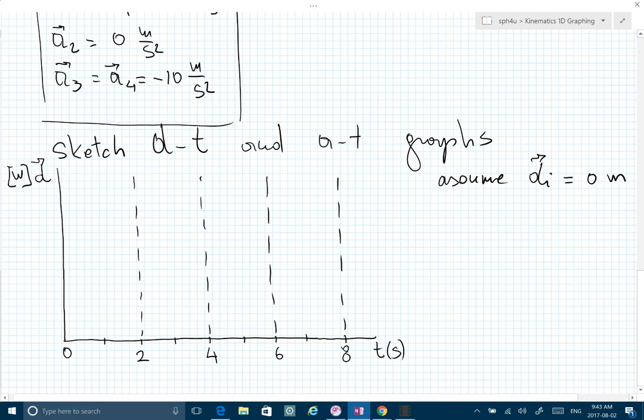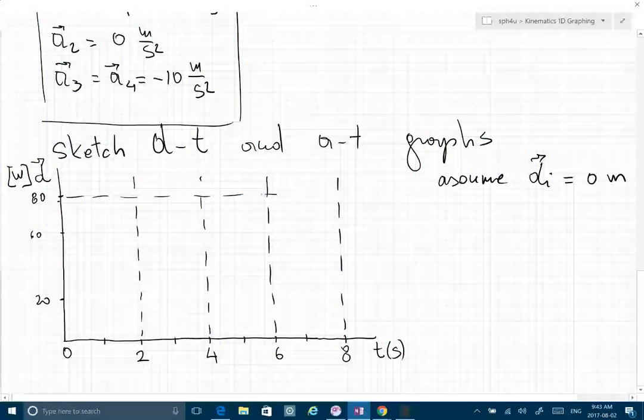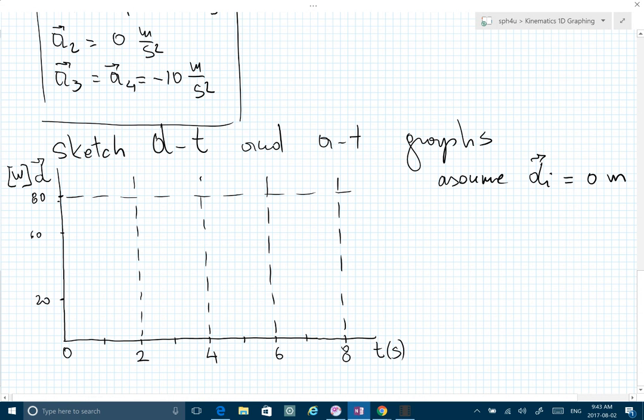So what happened in the first 2 seconds? Remember, the object was uniformly accelerating in the west direction. It traveled 20 meters, all right? So I put here 20, and then it traveled another 40, so 60, and then another 20, so 80, right? And then it went back. So this is the furthest that it traveled west, right? And then it came back.